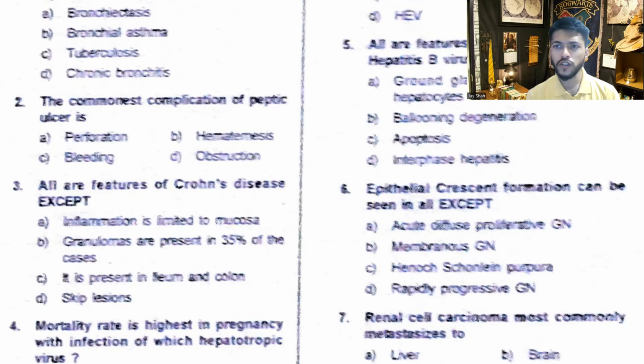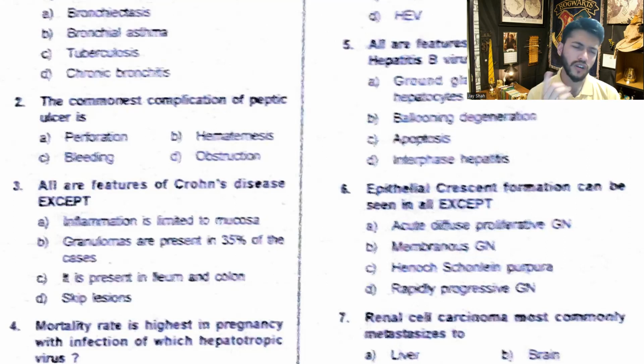All are features of acute hepatitis with hepatitis B virus except ground glass appearance, yes. Ballooning degeneration, yes. Apoptosis and interface hepatitis. Interface hepatitis is generally not seen. So the answer has to be interface. Sorry, apoptosis is generally not seen. You may see interface hepatitis. Option C and D, they are very close. Again, in all humility, I'm not pretty sure of that answer. Just go through acute hepatitis B again as an LAQ.